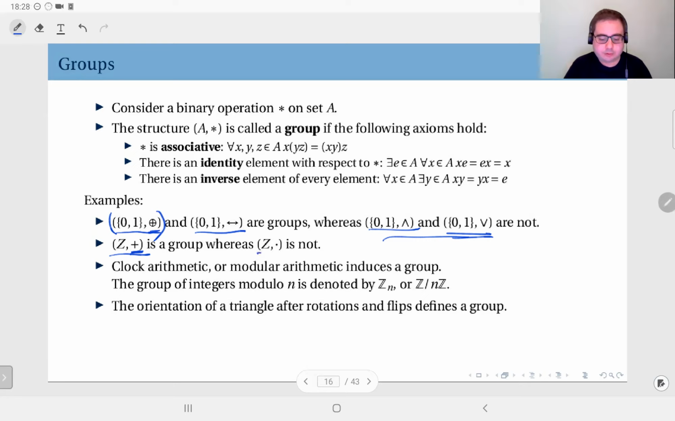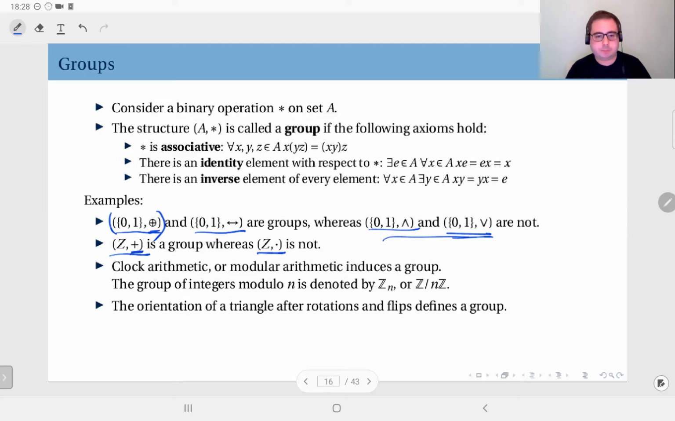On the other hand, the set of integers with the usual multiplication is not a group. Why? Because we do not have inverses. The multiplicative inverse of, let's say, 5 would be 1/5, but it's not an integer. Therefore, we do not have an inverse, which means this is not a group. Of course, if you make it the set of rational numbers or real numbers along with the usual multiplication, that would be a group, except 0.